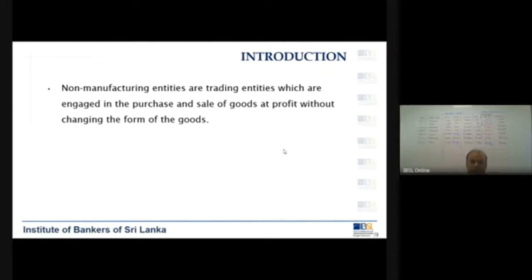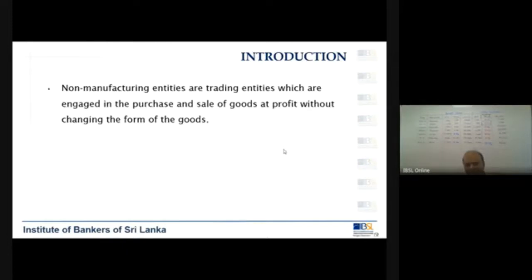Now what we are looking at is non-manufacturing entities are trading entities which are engaged in the purchase and sale of goods at profit without changing the form of the goods. So which means, now let's say you are running a grocery shop. So you will keep many items on display. Let's say milk powder. So you are not the manufacturer of milk powder. What you will do is you will go and purchase it at wholesale price from another seller, bring it into your shop and you will sell it there by keeping a small markup.